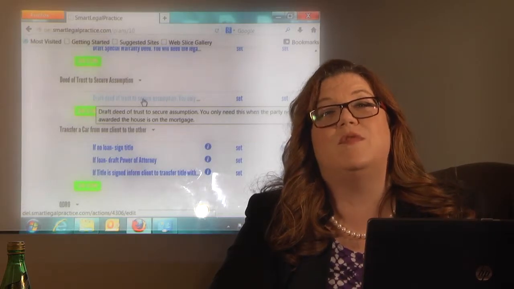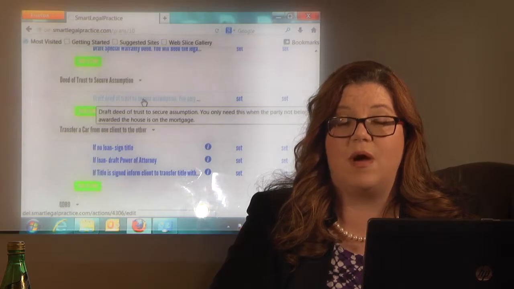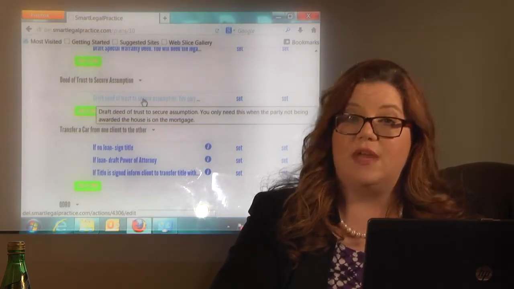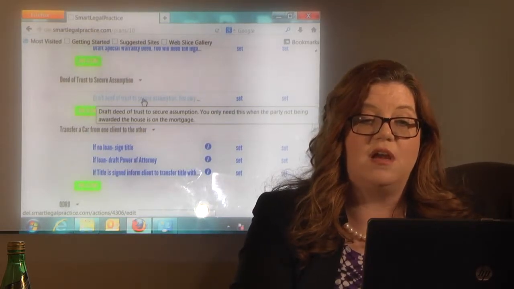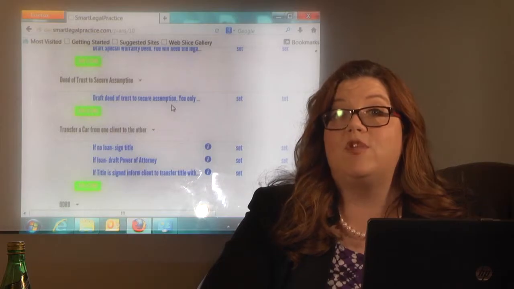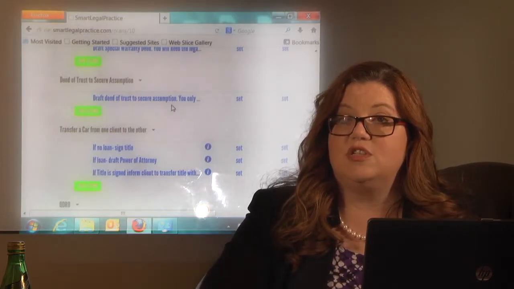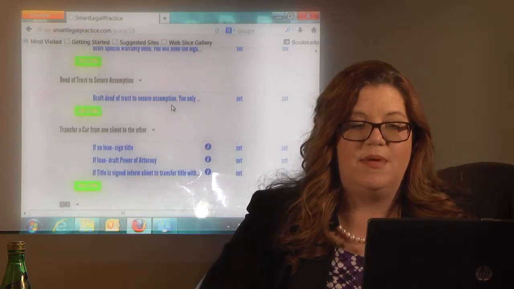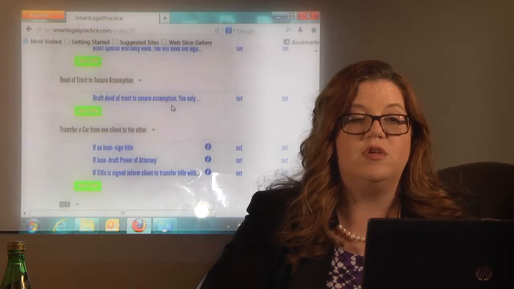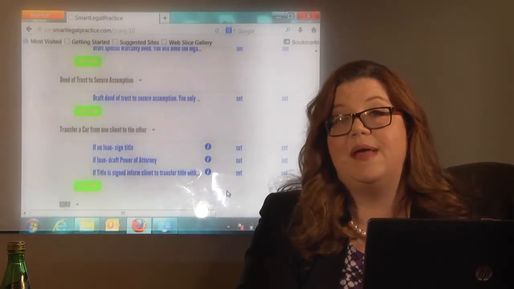Of course, the preferred solution is for someone to refinance the property, but sometimes they don't qualify and they can't. So if you cannot do a refinance or that's not an option in your case, you certainly want a deed of trust to secure assumption. Or maybe they're going to refinance, but not for a year. So you need the deed of trust to secure assumption in the meantime. And that will help protect the credit, at least, of the person who is no longer going to be living in the house and doesn't really want to pay that debt.